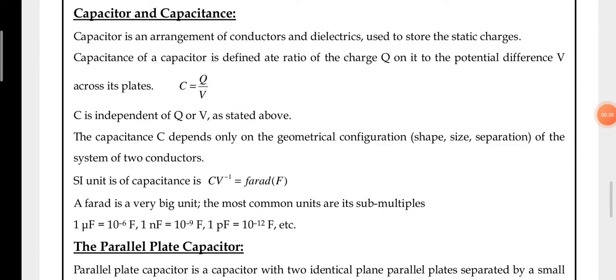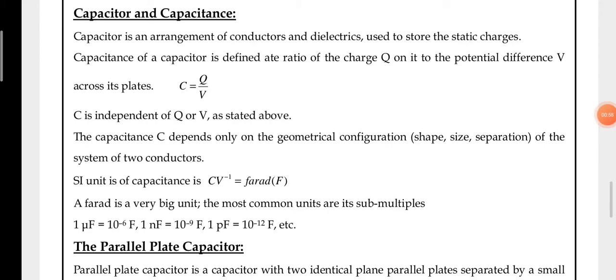What does capacitor mean? Capacitor is an arrangement of conductors. That is an electrical device actually. The capacitor is an electrical device arranged with conductors and dielectrics. Dielectrics means insulating material. What is the use of a capacitor? A capacitor is used to store static charge.